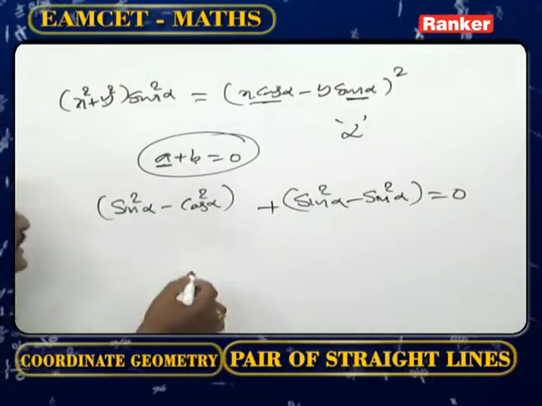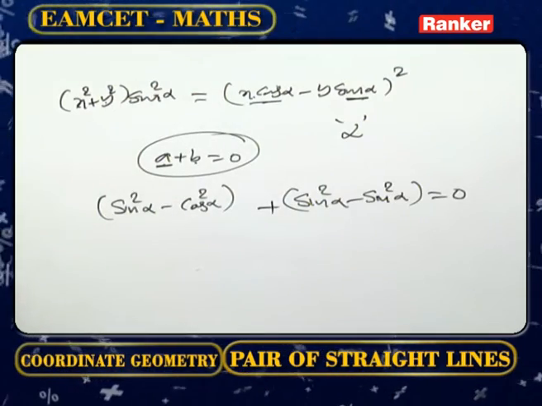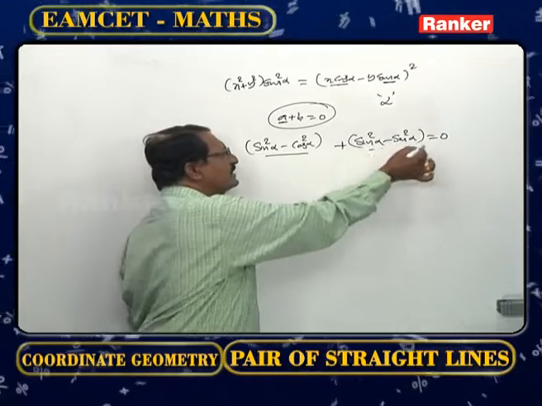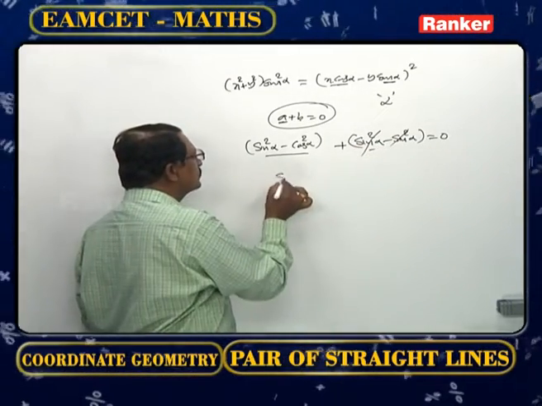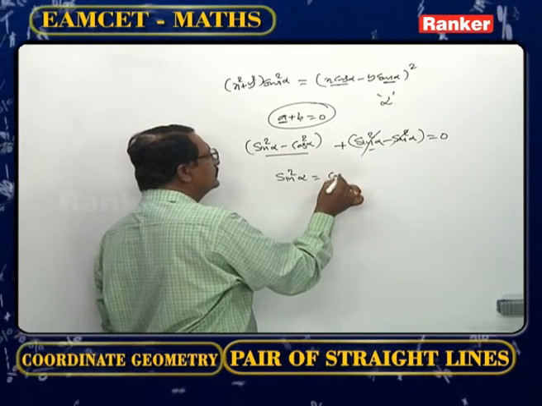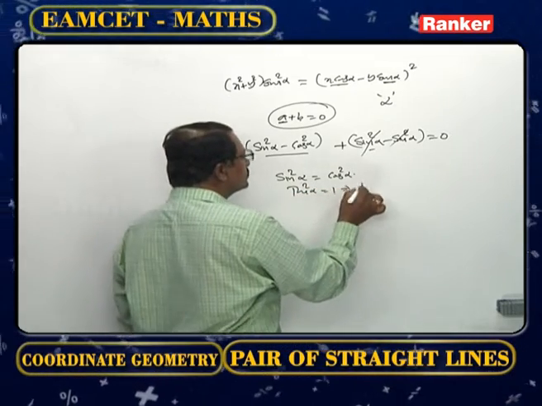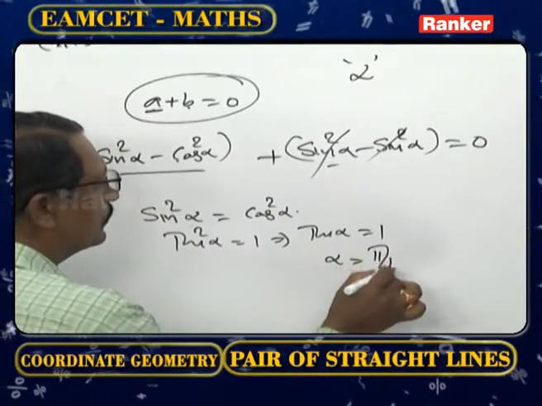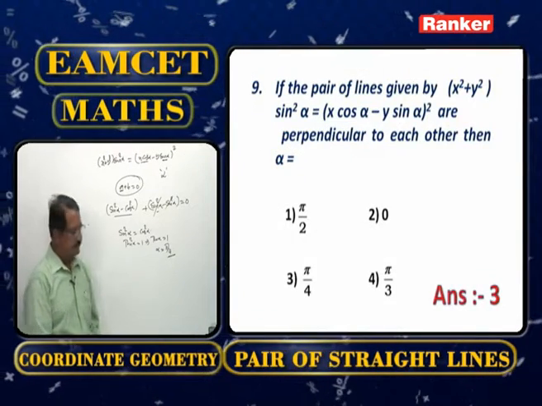Now the angle between the pair of lines is 90 degrees, that is, the given pair of lines are perpendicular to each other, so a plus b equals 0, that is, the coefficient of x squared plus the coefficient of y squared equals 0. Here plus sin squared alpha minus sin squared alpha gets cancelled. Now sin squared alpha minus cos squared alpha equals 0, so sin squared alpha equals cos squared alpha, or tan squared alpha equals 1, tan alpha equals 1, then alpha equals pi by 4, that is 45 degrees. Alpha equals pi by 4, third option.